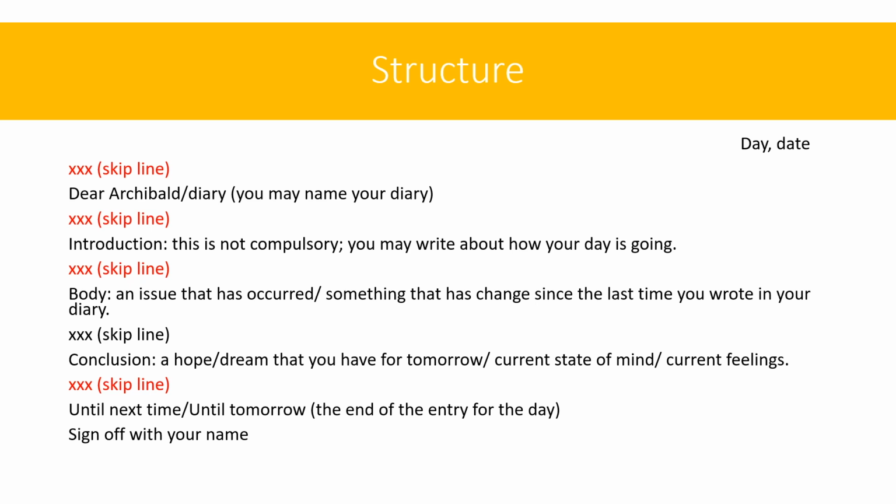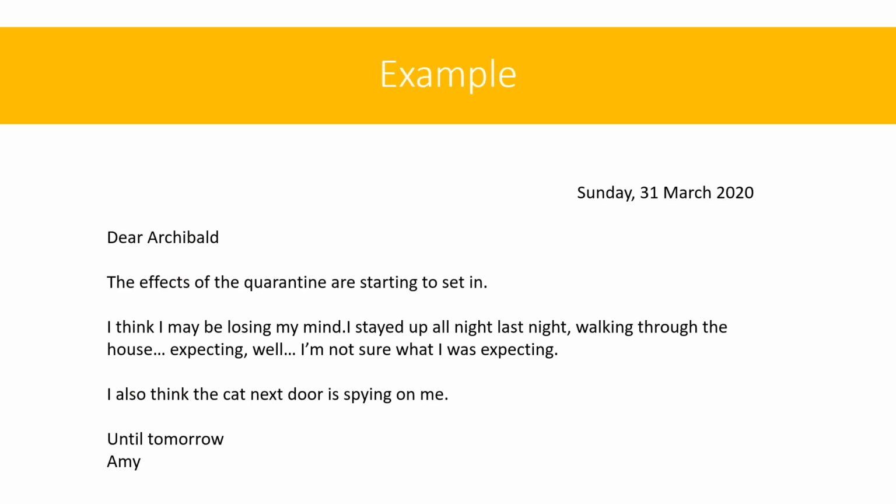Then you skip another line and you start with your conclusion. Maybe it's a hope or a dream of something being better tomorrow. Maybe it's your current state of mind or even your current feelings. Then you skip another line and you can end off your diary entry with until next time or until tomorrow, and then you sign off with your own name.